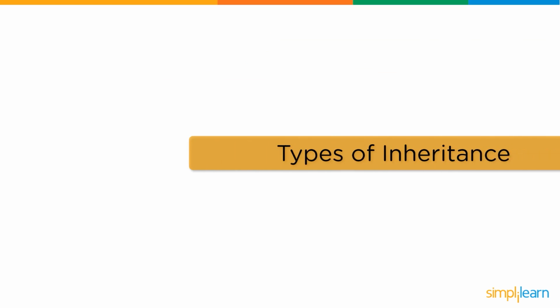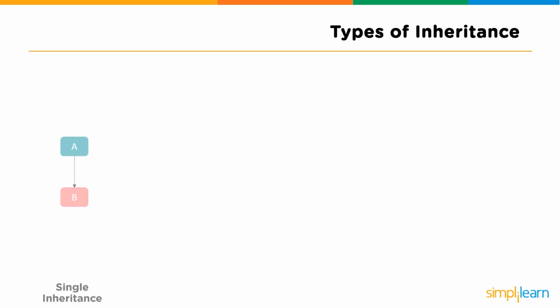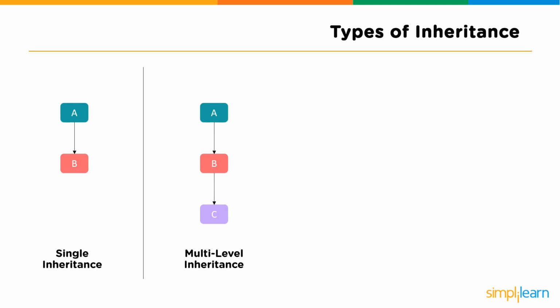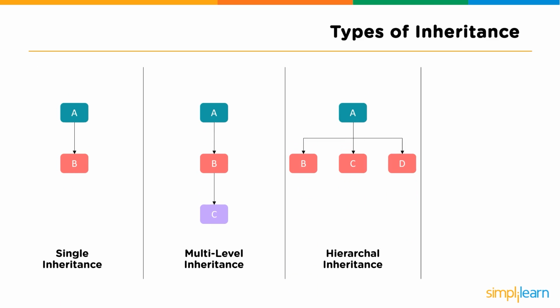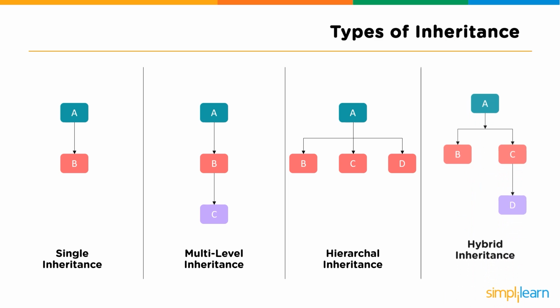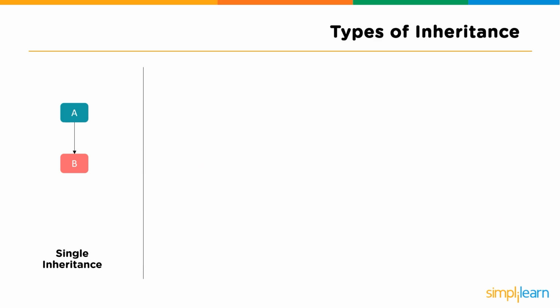This brings us to types of inheritance. And there are 4 main types. We have single inheritance, which we've already pretty much looked at, but we'll go back over. We have multi-level inheritance, hierarchical inheritance and hybrid inheritance. Let's go ahead and just start with the single inheritance.